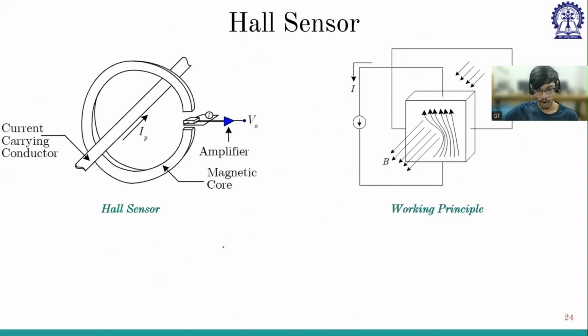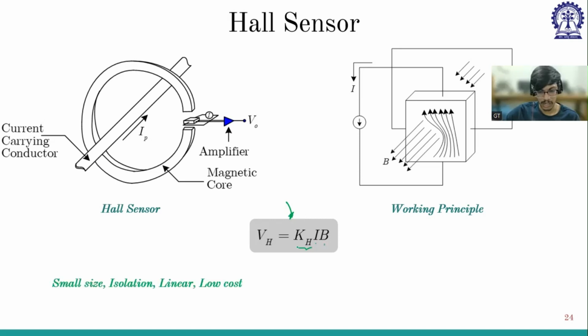In the case of Hall sensor also, the equivalent is something like this. So there is a magnetic field, and depending upon the current, the voltage is generated, and they have this Hall sensor constant into I into the magnetic flux density. And this also is low cost, and it is mainly linear. Current transformer is also linear, and this is small size compared to LEM sensor.